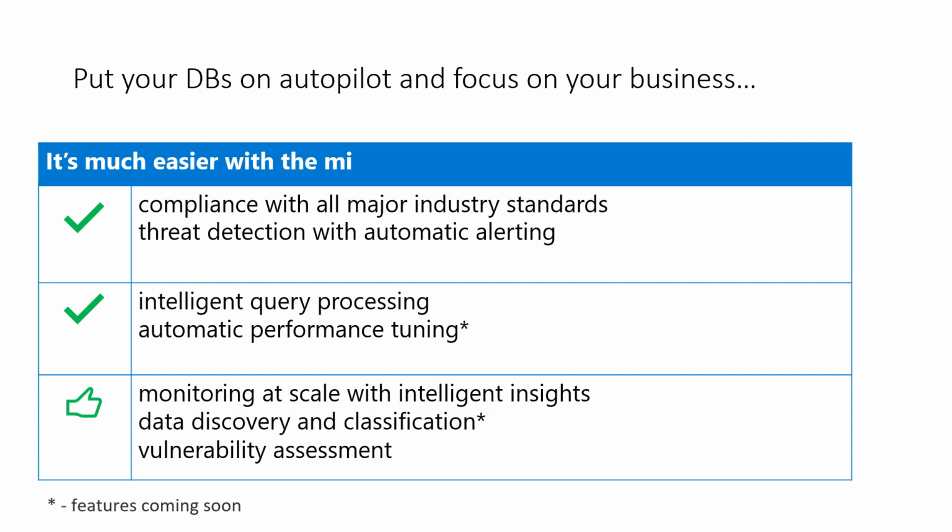You have compliance with all the major industry standards. You have threat detection, meaning SQL injection detection. So if your application is susceptible to SQL injection, MI, actually Azure SQL Database in general, will detect that and alert you that it's happening. You have intelligent query processing and automatic performance tuning, just like you do with SQL Server 2019. You can monitor at scale with intelligent insights, and you've got data discovery, classification, and vulnerability assessment. So there's a lot of great features available to you in MI.